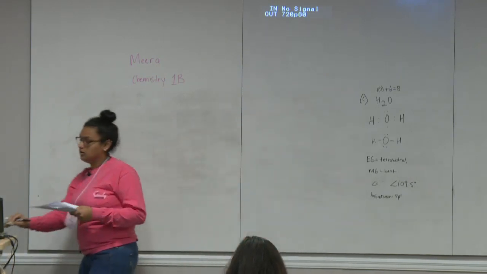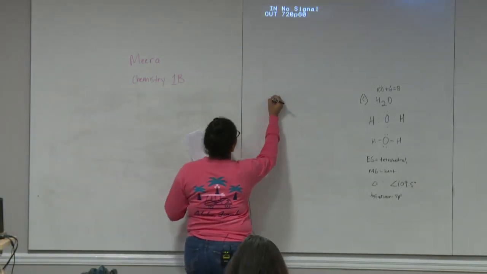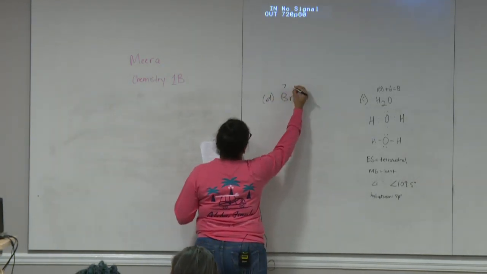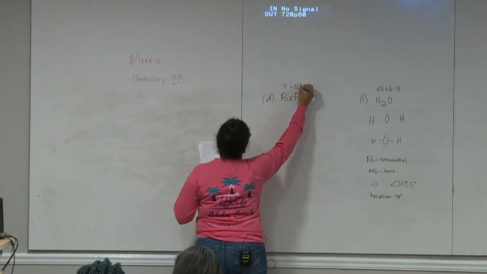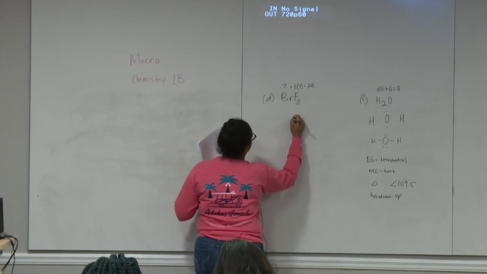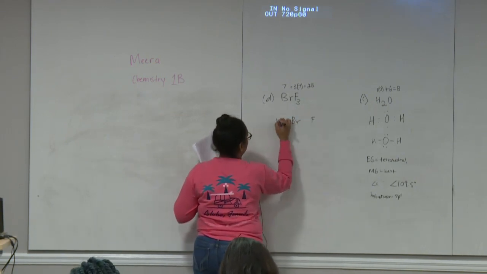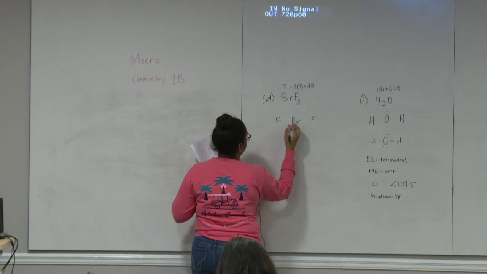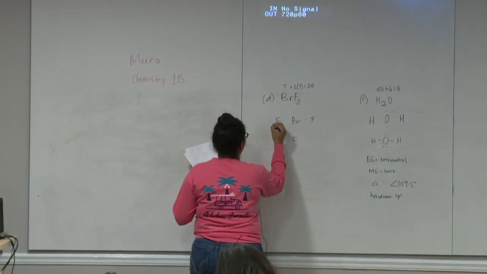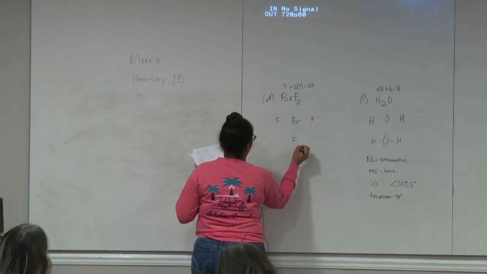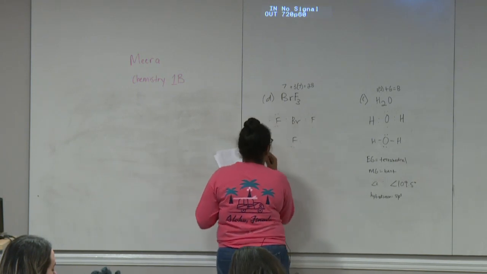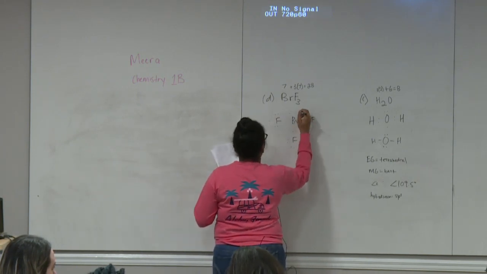Okay. Let's see. So D gives us BrF3. You know Br has 7, and fluorine also has 7, which means 28. So we're going to fill these first, and then give full octets. But we still have extra electrons left over, so we add them to the central atom.